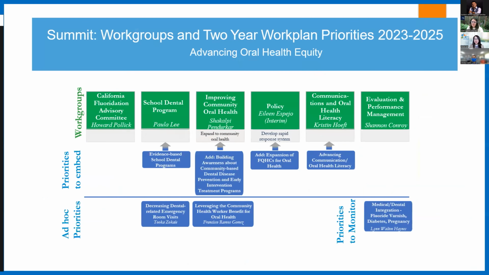So from our Oral Health Summit, which hopefully most of you were there for, but if not, this is the structure. There are 6 main work groups. And here's our school dental program. So this is where we sit: community water fluoridation, improving community oral health, policy, communication, oral health literacy, and then we have evaluation performance.